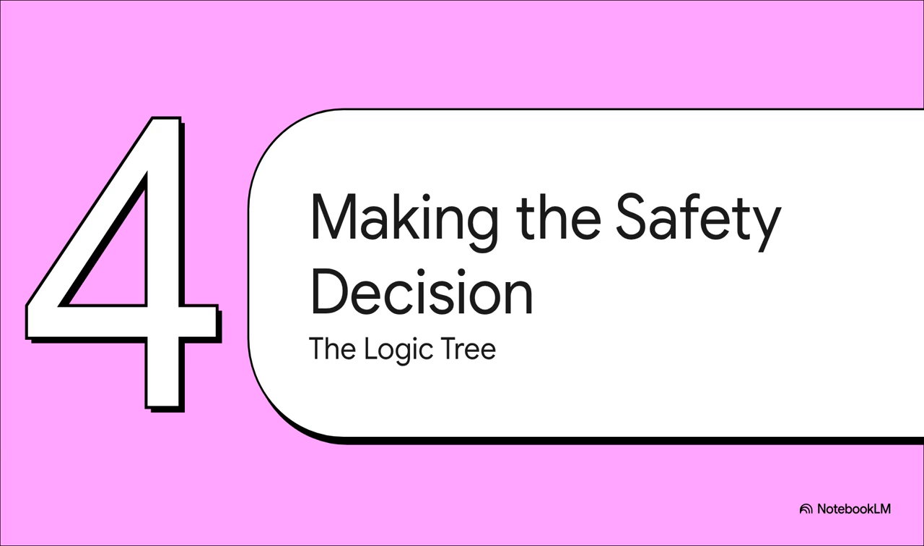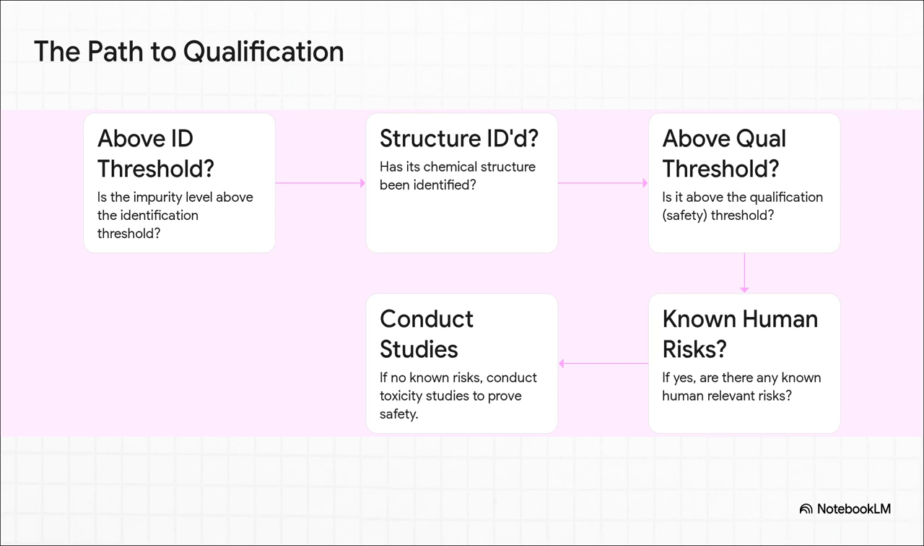Okay, so with all this data on impurities and thresholds and doses, how is the final call actually made? Well, scientists follow a really clear and logical flowchart. It's known as a decision tree. This decision tree pretty much guides the whole process. It's a series of questions.